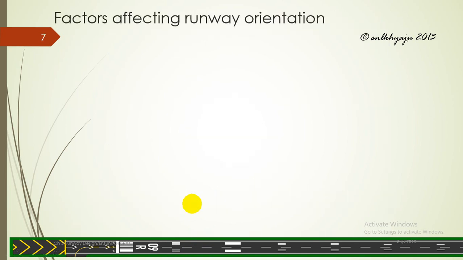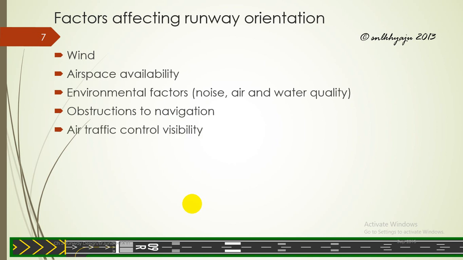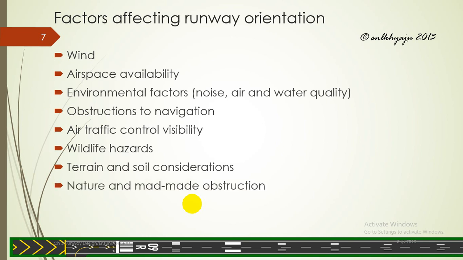Factors affecting runway orientation. Wind. The major factor that affects the orientation of runway is the wind. Runways are oriented along the direction of prevailing wind direction. Airspace availability. Environmental factors like noise, air and water quality. Obstruction to navigation. Air traffic control visibility. Wildlife hazards. Terrain and soil consideration. Natural and man-made obstruction.